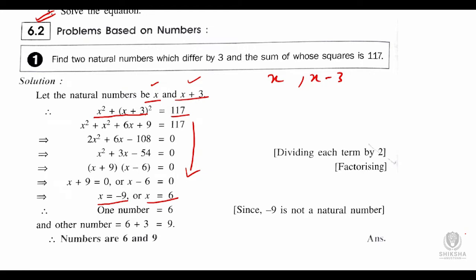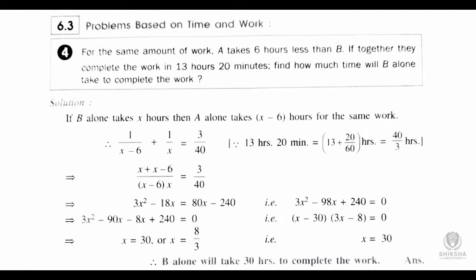Since minus 9 is not a natural number, and it is given natural numbers, we will be taking the value of 6. So on applying 6 in x, we get the second value 6 plus 3, that is equal to 9. Now, problems based on time and work.